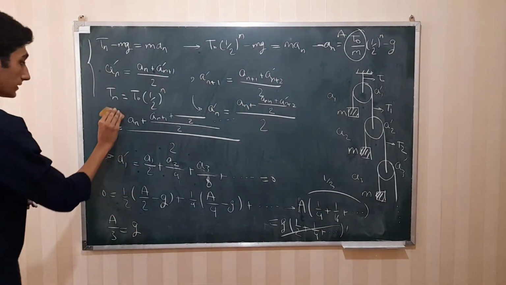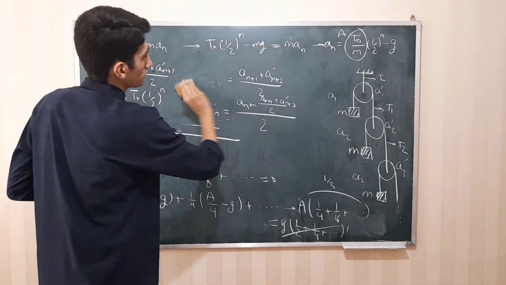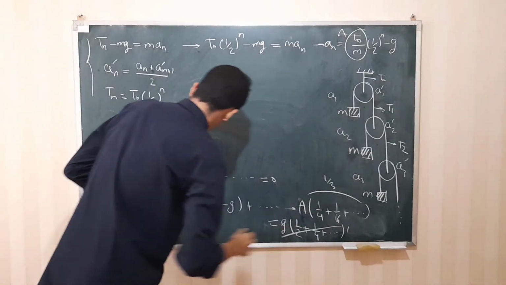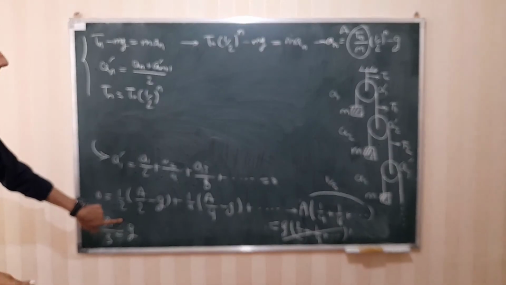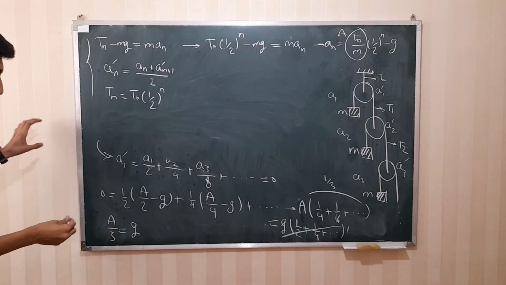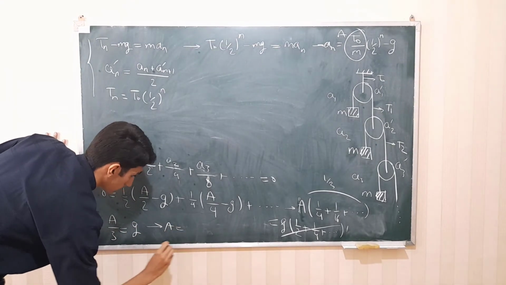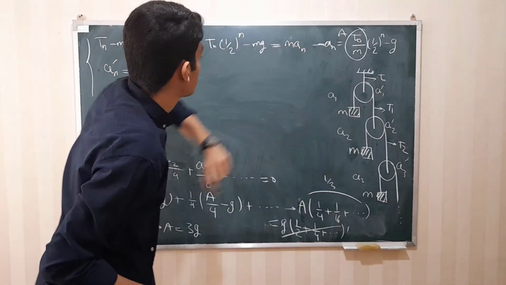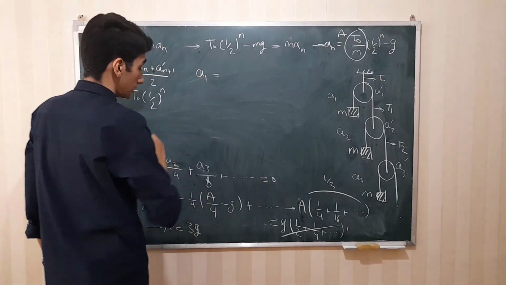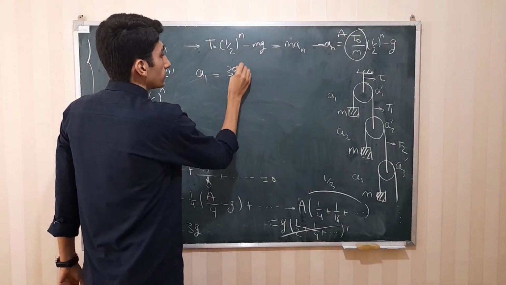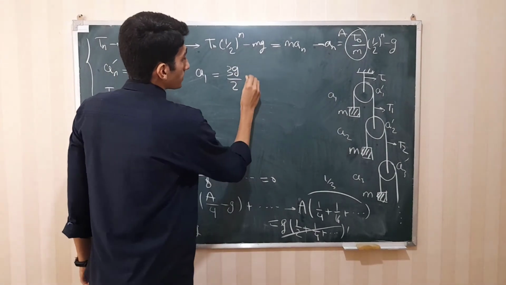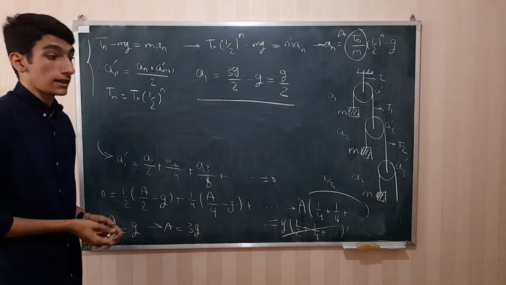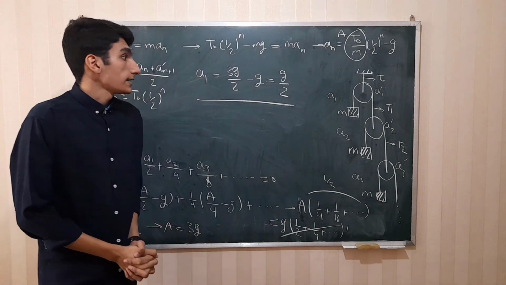So let me clean up a little bit. We have A over 3 is equal to g, and so we have A equals 3 times g. If I plug this here and set n to be 1, what I would get is that a1 is equal to 3 times g over 2 minus g, which is equal to g over 2. And that's it. I hope you enjoyed it, and see you later.